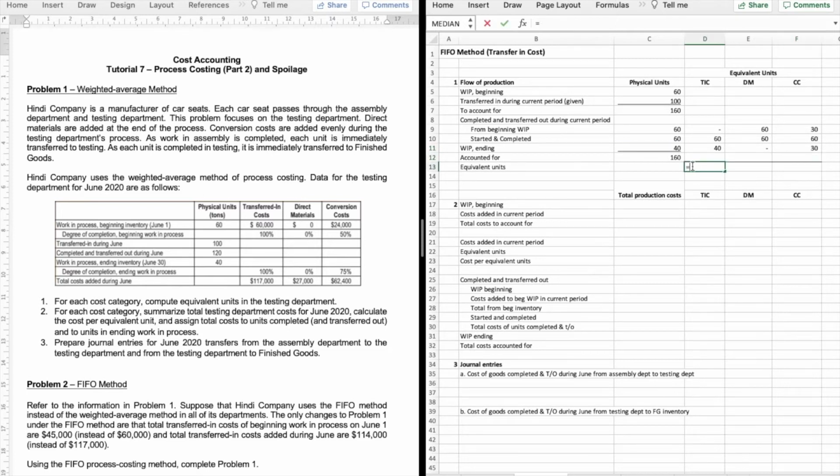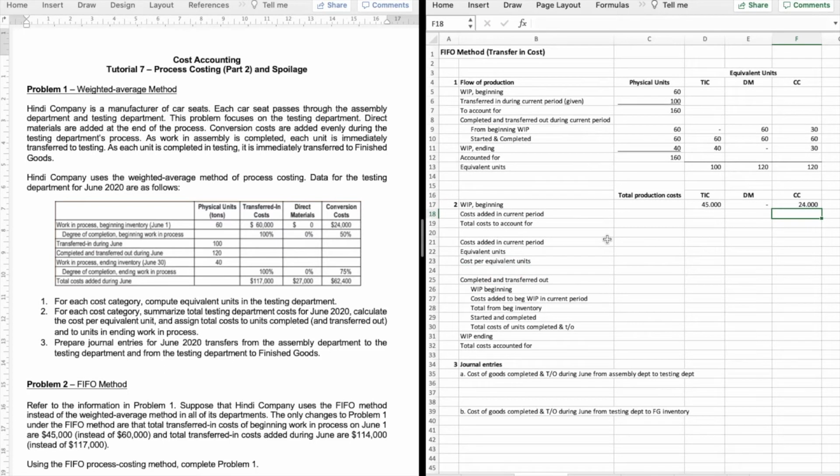And now we can calculate the equivalent unit. We have 100 in transfer in costs, 120 in direct materials, and also 120 in conversion costs. Next step is to calculate the total production cost from the beginning work in process first. Remember that the number has been changed into 45,000. The direct materials is still the same, 0, and the conversion cost is 24,000.